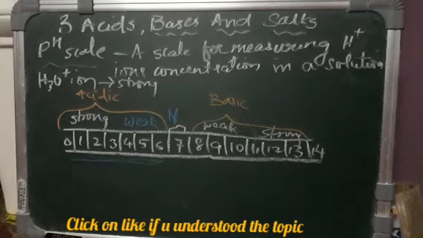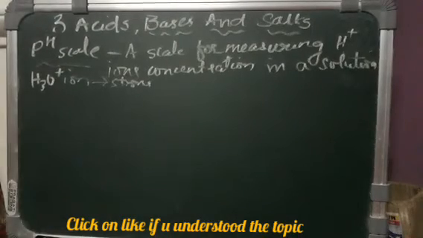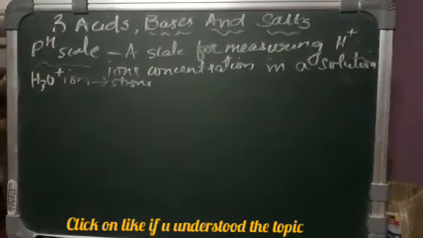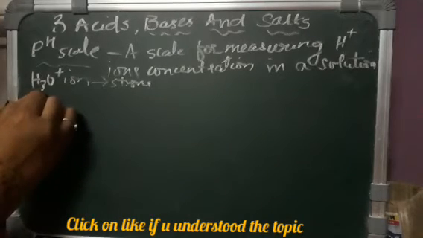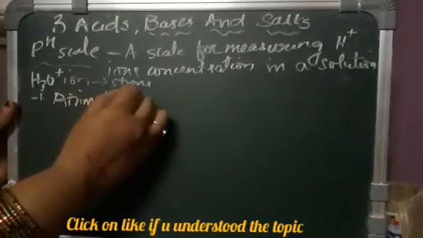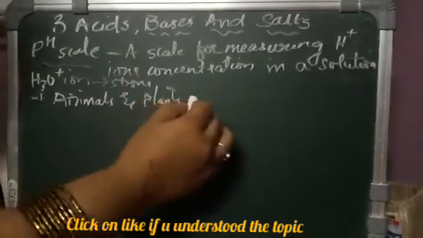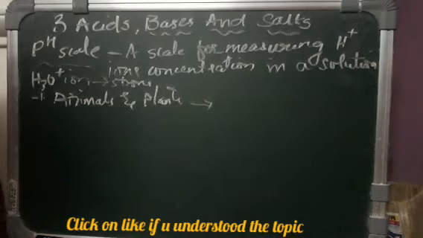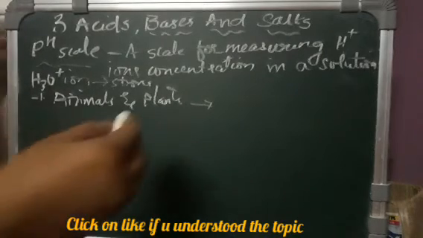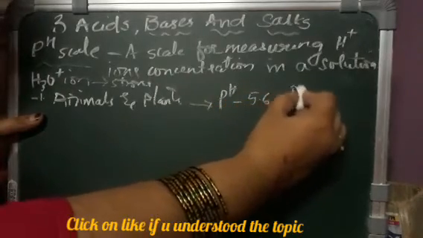So let us know the importance of pH in our everyday life. First: are plants and animals sensitive to pH? Plants and animals are pH sensitive. What is it actually? Living organisms can survive only in a narrow range of pH. They cannot survive in all ranges of pH. When the pH of rainwater is less than 5.6, it causes acid rains.